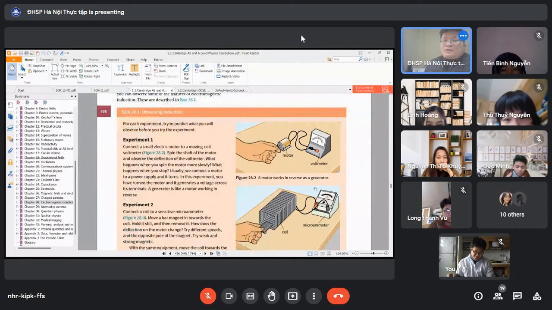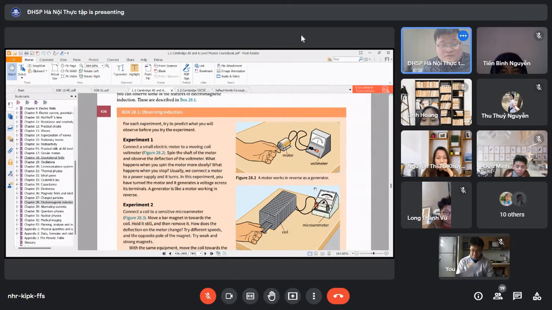This one, okay. So this reminds me that we often ask students that in grade 9, students already study about electromagnetic induction, and here in grade 11, students also study it. So what is the difference?